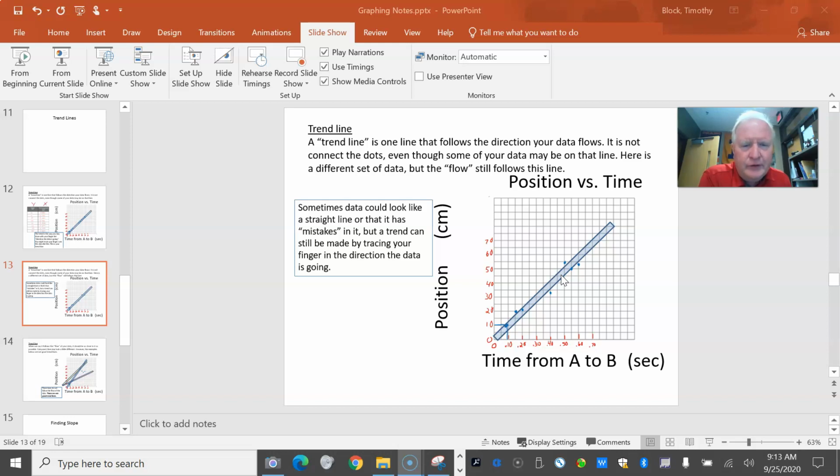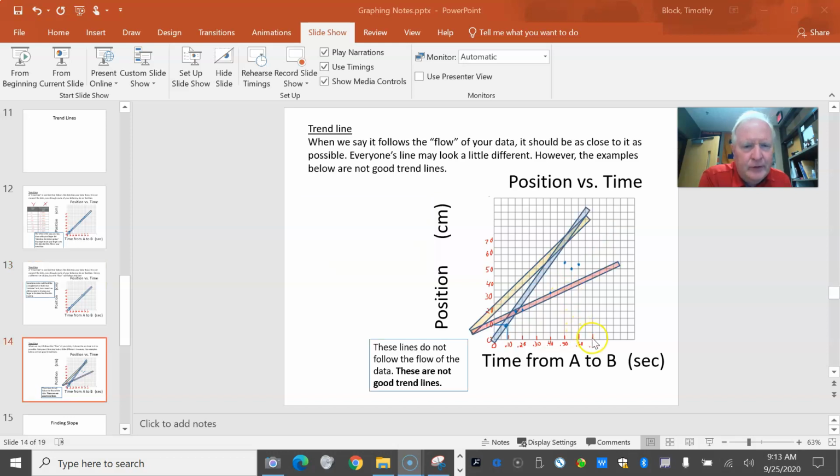But there are some that are just plain wrong. So here's some wrong ones. The blue one right here tried to get the first two and then was way off and didn't get any of these in. So that one's a bad trend line. The red one wanted to get these two points in, but never even came close to these two, right? That's a bad one. And this yellow one right here isn't even close to anything. And so that's a bad trend line. So there are some trend lines that are bad, but most of them we can say, well, it's good enough.